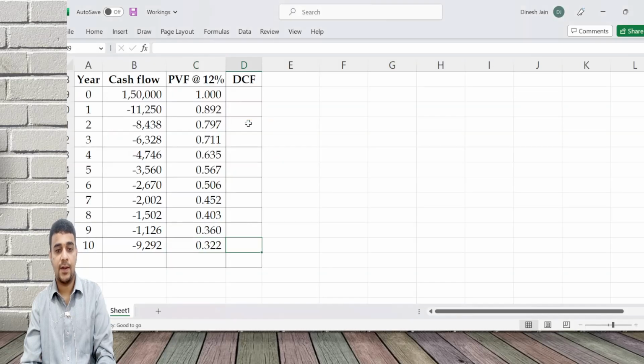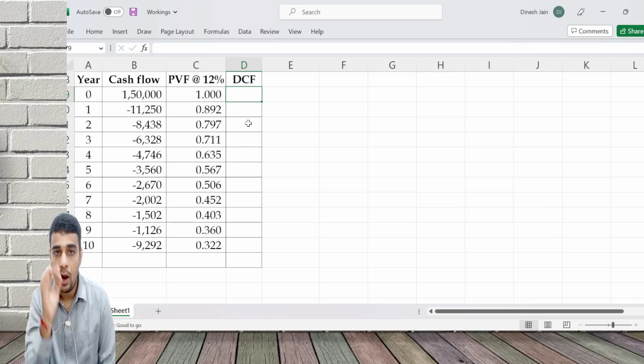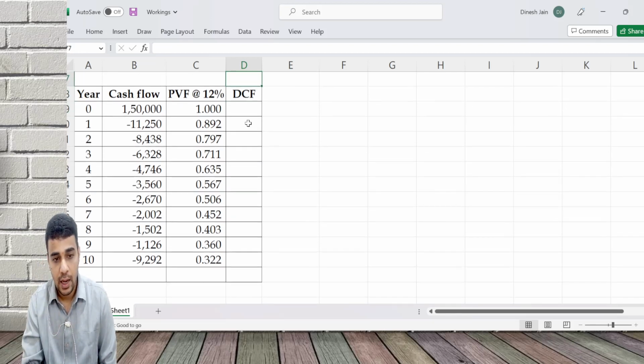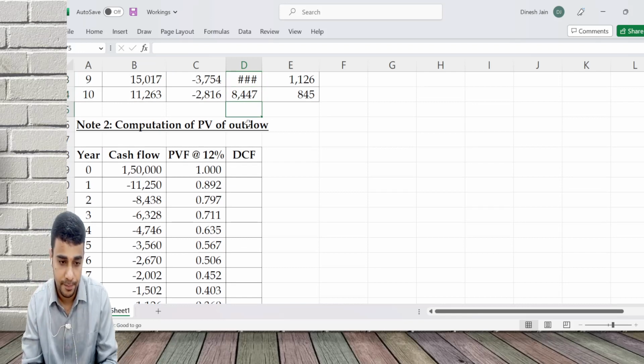Whatever factors are given in the question, I've copied them. Your depreciation tax shield is an inflow. Inflow is written as negative here. Outflow is written as positive. Last year there are two inflows: one is your depreciation tax shield and the salvage value. Our question has clearly said salvage value is equal to the WDV value.